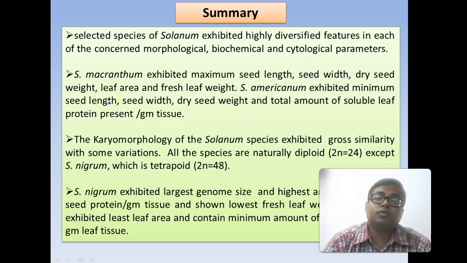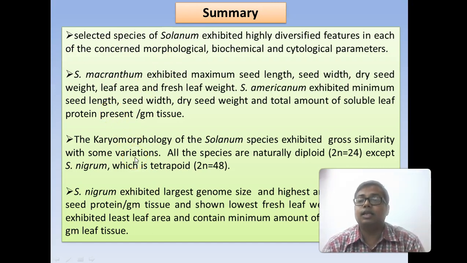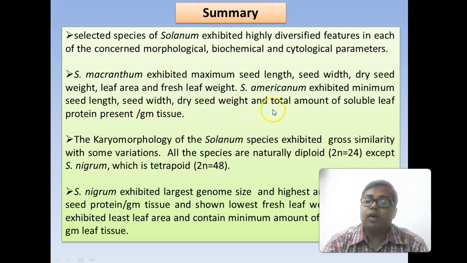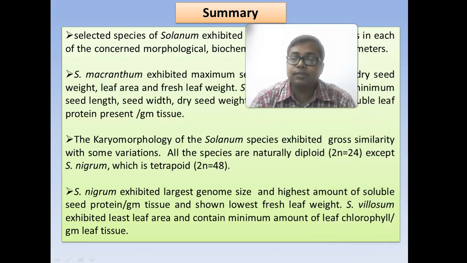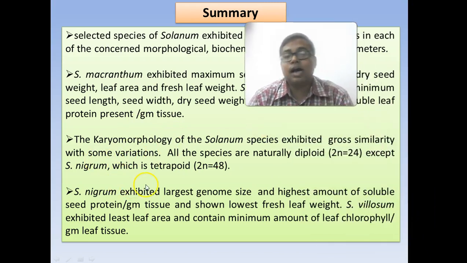The selected species of Solanum exhibited highly diversified features in each of the concerned morphological, biochemical and cytological parameters. Solanum macranthum exhibited maximum seed length, seed width, dry seed weight, leaf area and fresh leaf weight. Solanum americanum exhibited minimum seed length, seed width, dry seed weight and total amount of soluble seed protein present per gram tissue. The karyomorphology of the Solanum species exhibited gross similarity with some variation.